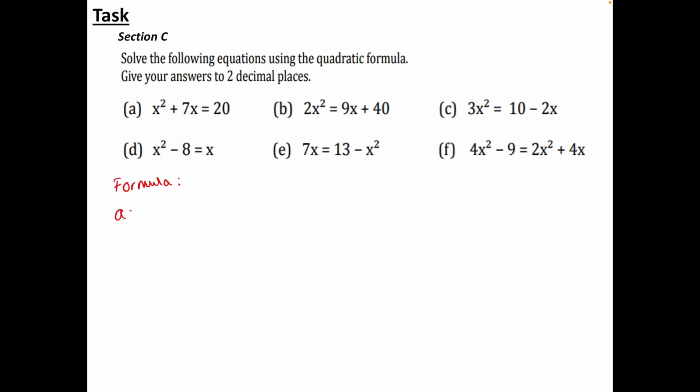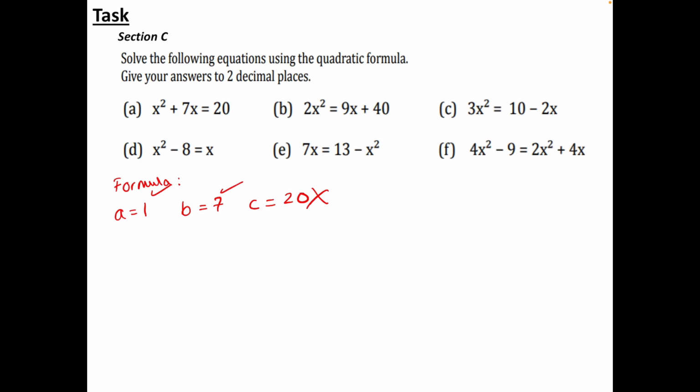You then want to write down what is A, what is B, and what is C. Okay, and lots of you will make the mistake where you say, okay, well, A is the coefficient of x squared, it's 1. B is the coefficient of x, so it's 7. And C is the constant number, so it's 20. This is wrong. These two are correct, but C is wrong.